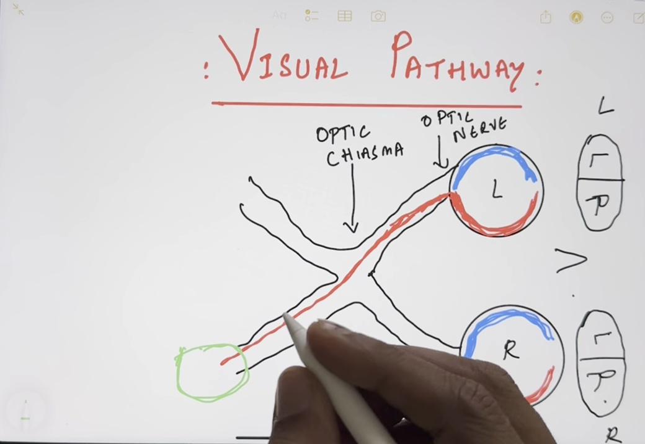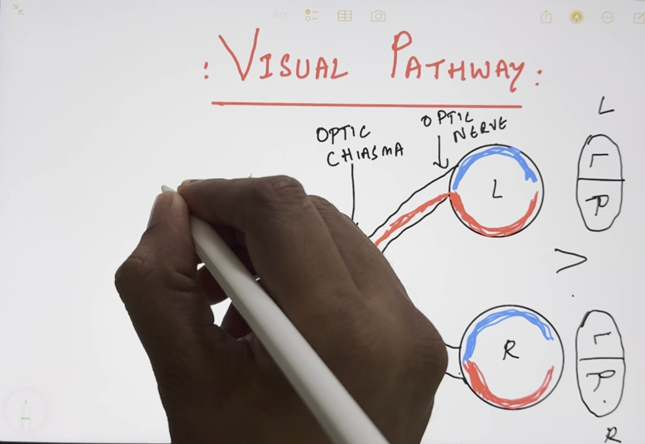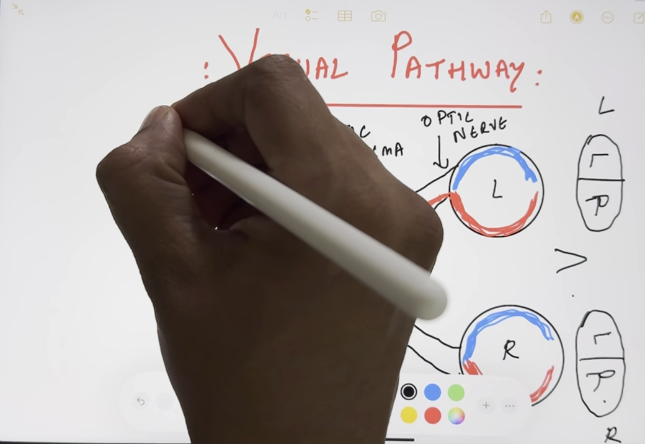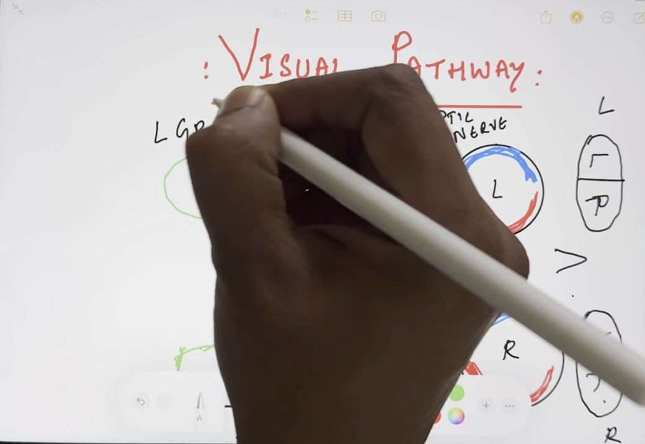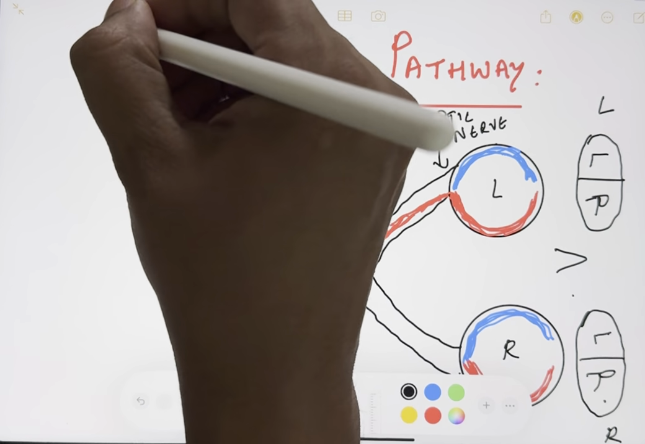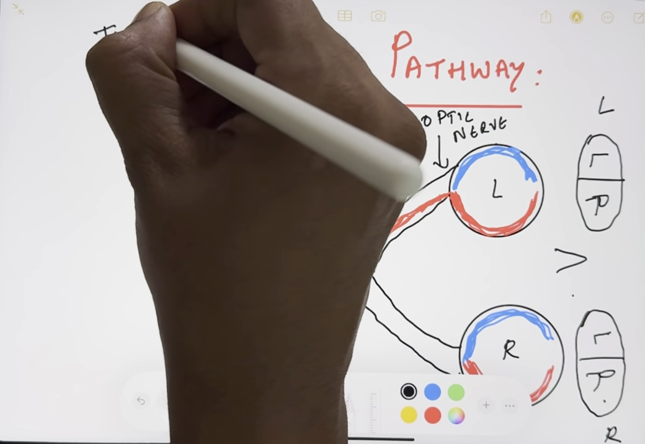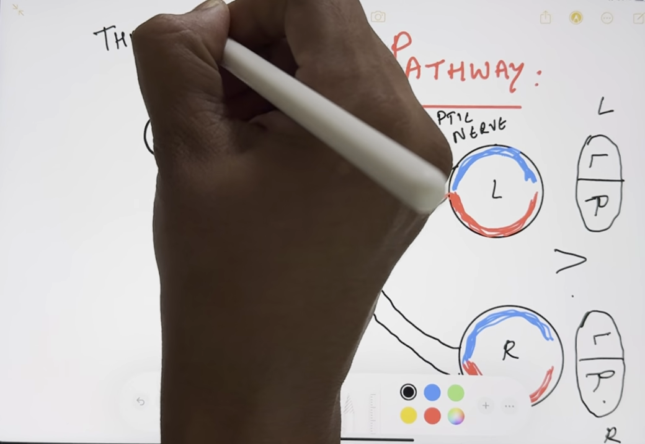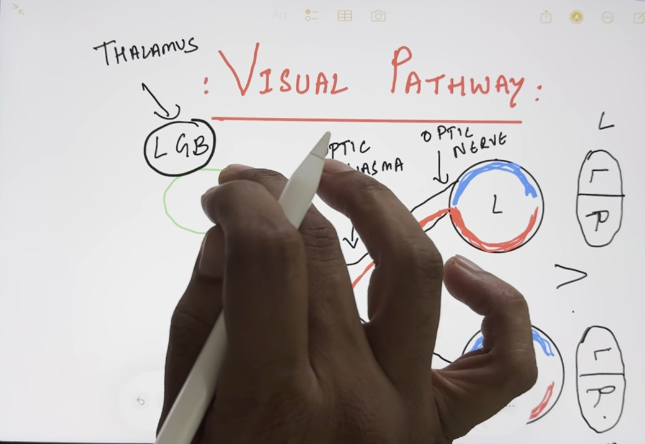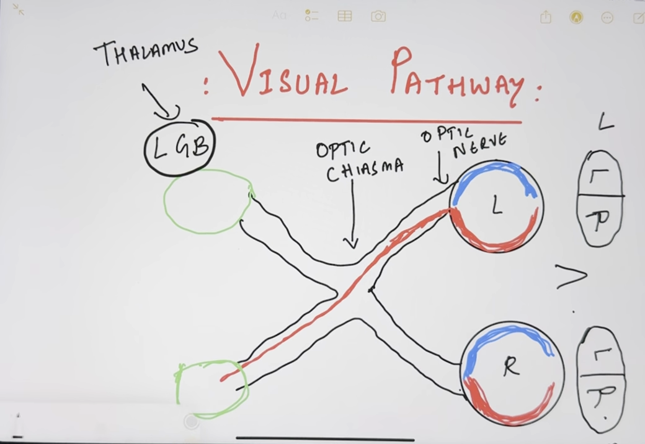What is it known as? Lateral geniculate body. On both sides this structure will be there, and it is known as the lateral geniculate body. It is a part of the thalamus, you know, thalamus, hypothalamus. We will discuss those structures in detail later. Right now, just remember this is a part of the thalamus.